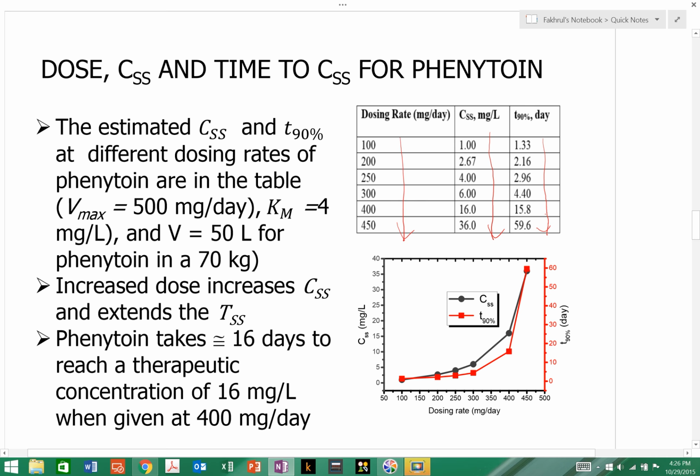As you can see, the therapeutic dose when given 400 milligram per day, CSS of 16 milligram per liter can be achieved after about 16 days. So this is the relationship: with the dosing rate, CSS increases and time to reach CSS also increases. This is in case of phenytoin, because phenytoin is one of the drugs, as I have mentioned, that has non-linear pharmacokinetics, so you have to remember this.